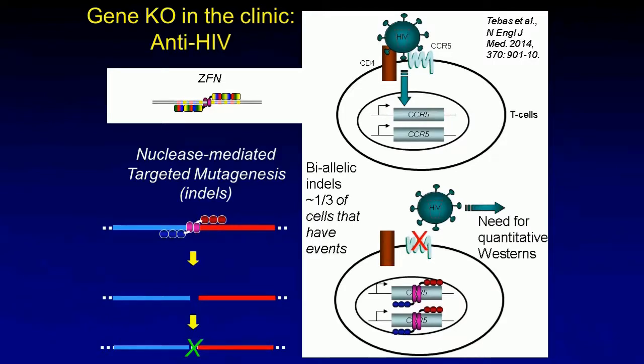And in the upper right-hand corner, I'm mentioning a paper from Tebas et al. that came out a few years ago, where they actually discussed the results of some of their clinical trials. And in fact, they are able to see reduction in viral load in treated patients. This is now being considered as one of the more advanced methods for actually treating HIV.